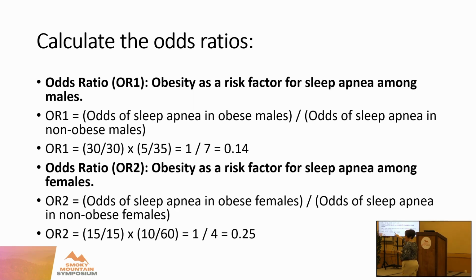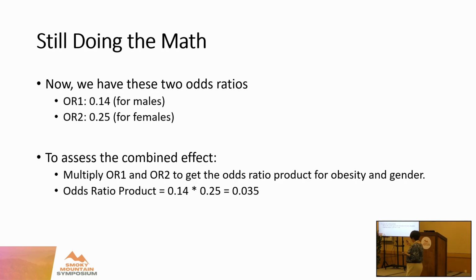So, a lot of numbers up here, and I'm not going to go through them all. But the math is mathing. So again, as you're doing your multiplication with the numbers that we had, we have that 0.14, and then we do the next one, we have that 0.25. So calculating the odds ratios based on the numbers in the previous screen. So once we did that, we have this. So for the males, it was 0.14, and for the females, it was 0.25.